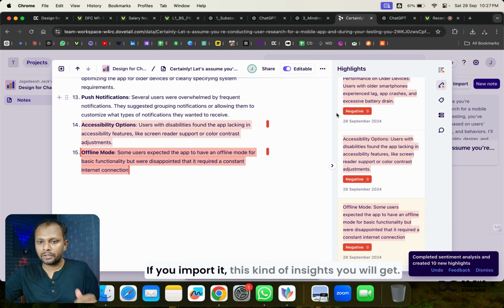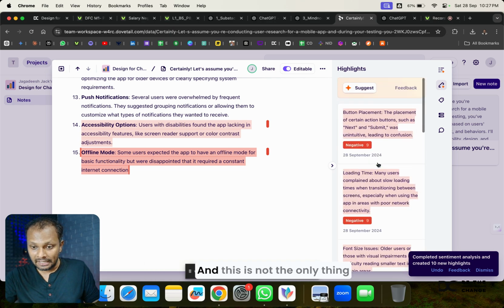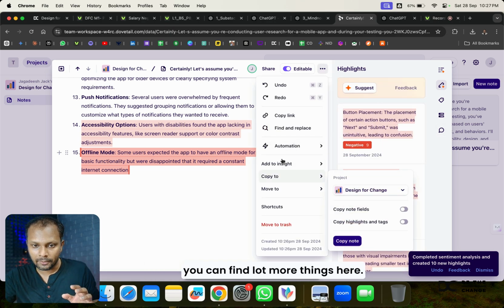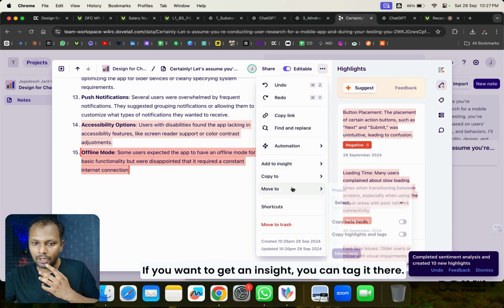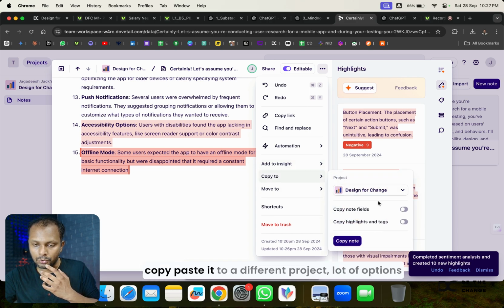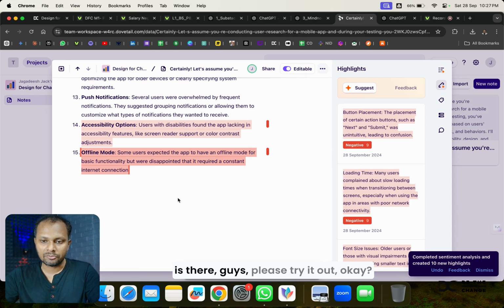The moment you import it, you will get this kind of insights. And this is not the only thing. You can find a lot more things here. If you want, you can get a targeted sentiment. If you want to get an insight, you can tag it there. If you want to move it, or copy paste it to a different project, a lot of options are there, guys. Please try it out.